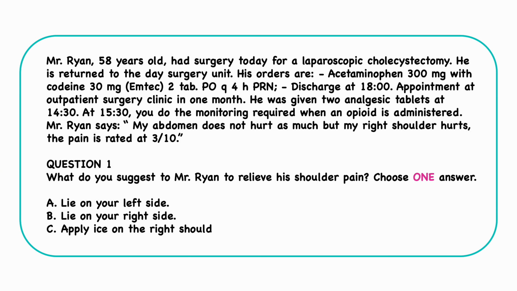Here's an example question. Even though the scenario mentions discharge at 1800 hours and another time at 1430, the most relevant time is 1530 when the patient reports, "My right shoulder hurts, pain rated at 3 out of 10." This is the main scenario because it highlights the patient's current condition. The correct answer for this question would be A. Lie on your left side. Shoulder pain after a laparoscopic cholecystectomy is often due to residual carbon dioxide gas used to inflate the abdomen. Lying on the left side helps move the gas, allowing it to be absorbed more easily, thereby reducing discomfort.